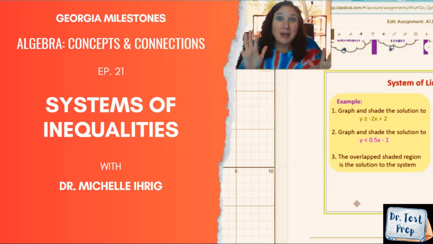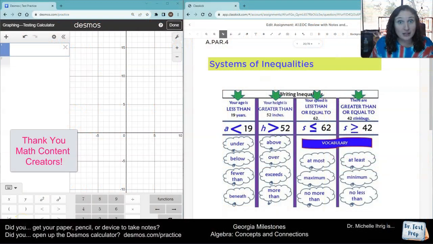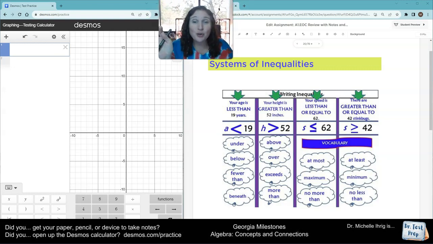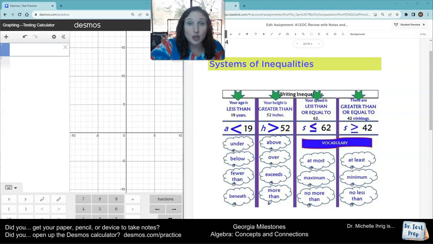All right, loves, now we're going to talk about systems of inequalities. Now, what are inequalities? You use inequalities all the time. Inequalities are things like greater than, less than. So here's a perfect example. Let's say you want to go buy something and you have 20 bucks. Do you have enough money to buy it? That's all it is. That's literally what inequalities are.